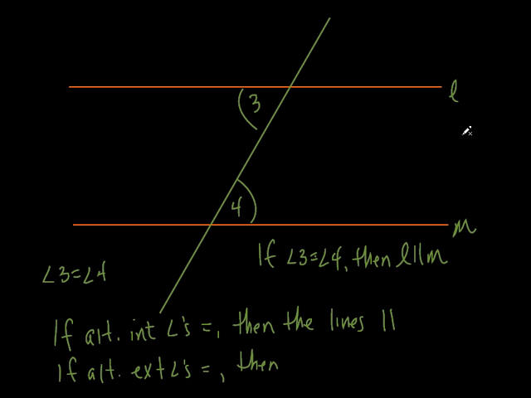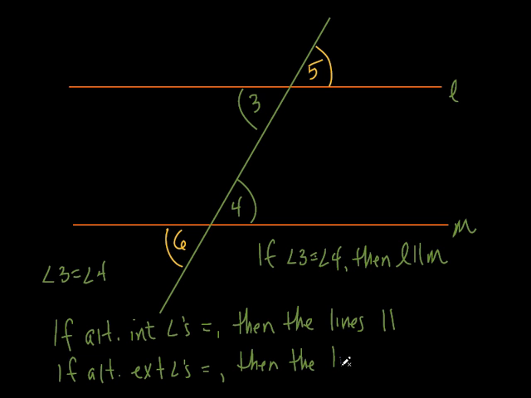All right, so let's put those numbers in here. Let's put some numbers in. Let's change colors. What if I said 5 and 6? What if I told you that angle 5 equals angle 6? They're alternate exterior angles, right? So if angle 5 equals angle 6, then what must be true about these two lines? Then the lines are parallel.